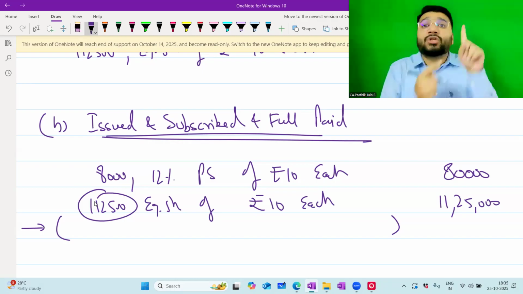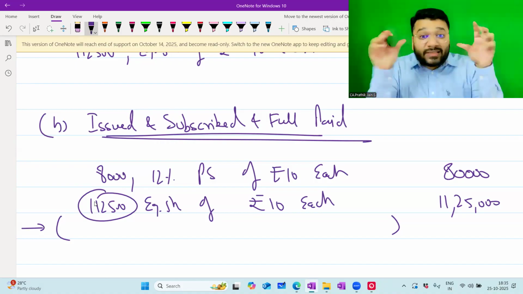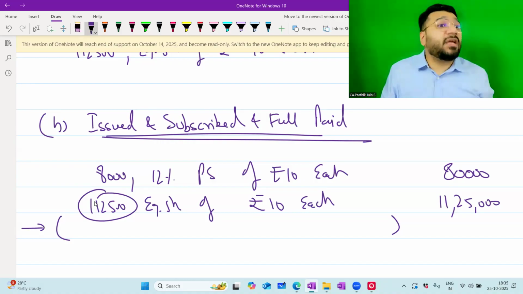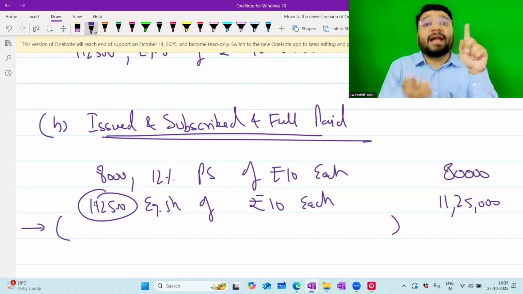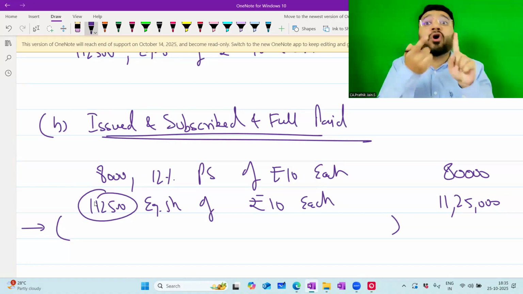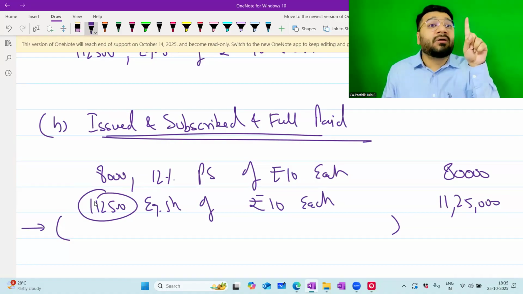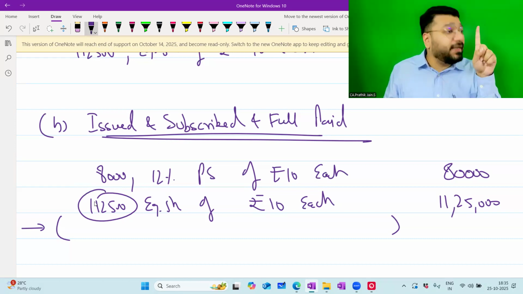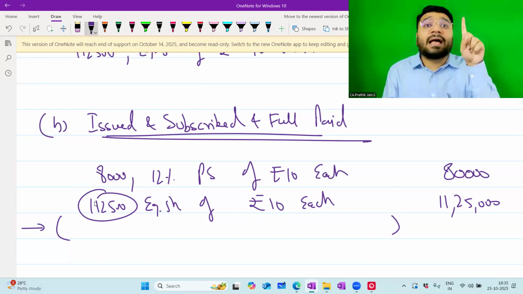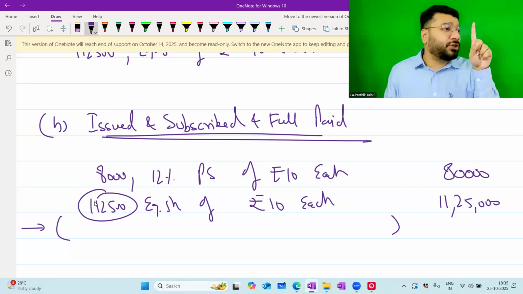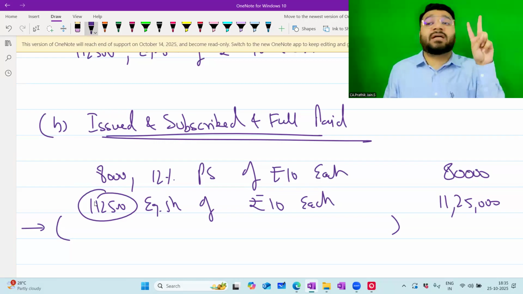In that, if shares are issued for consideration in cash, that disclosure is not required. For which is disclosure required? For non-cash consideration and no cash consideration. Non-cash consideration means what? Promoter service, underwriter, asset, business purchase. That is called non-cash consideration. Bonus issue is no cash consideration.